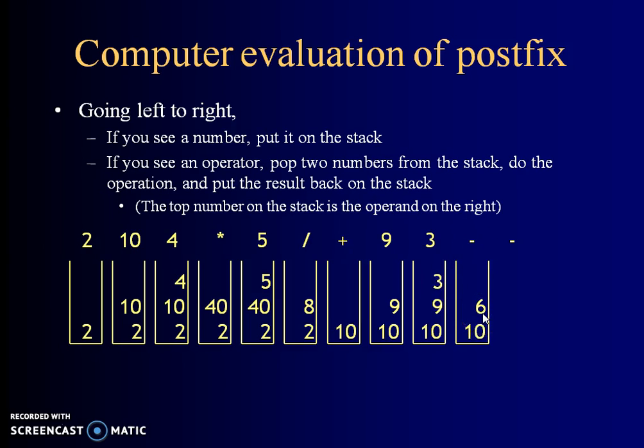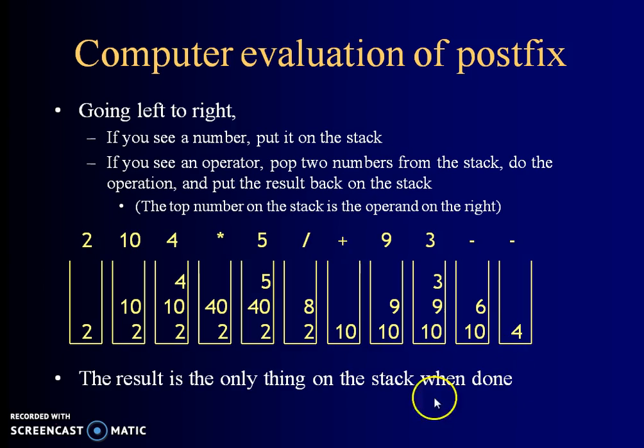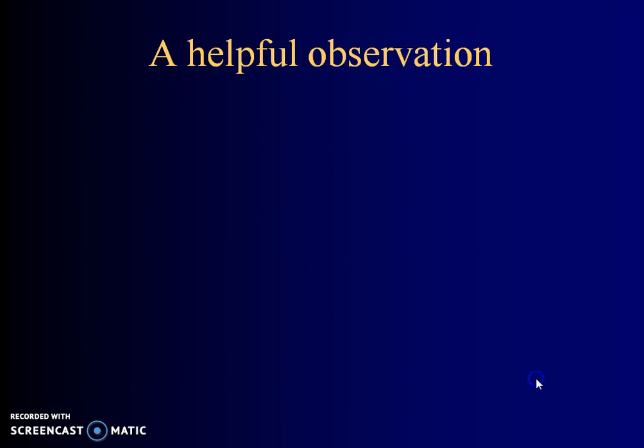Again the result I inserted onto the stack. And again the next symbol in my postfix expression is again minus. So again I need to perform the subtraction between the operands 10 and 6. The result will be 4. So this will be my final result here. So this is the evaluation of a postfix expression. So the result is the only thing on the stack when done. So at the end only one operand will be there. So this will be considered as the final result here.